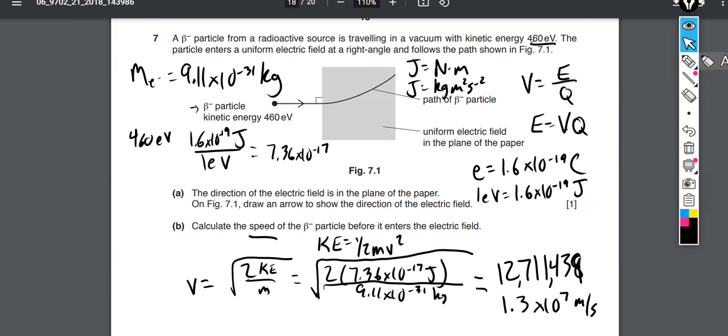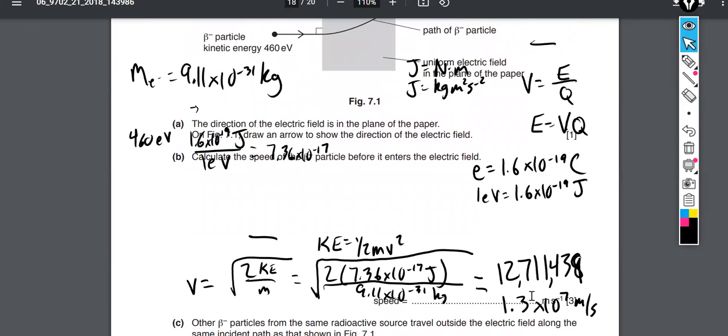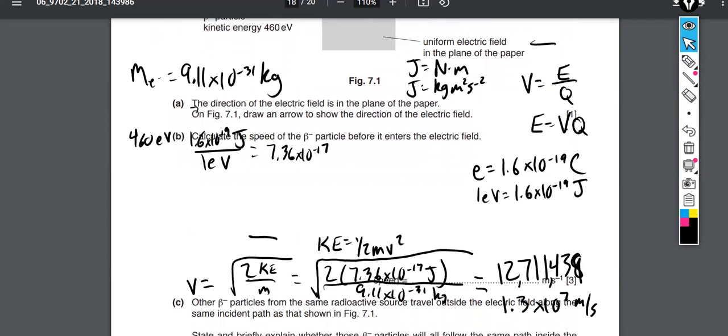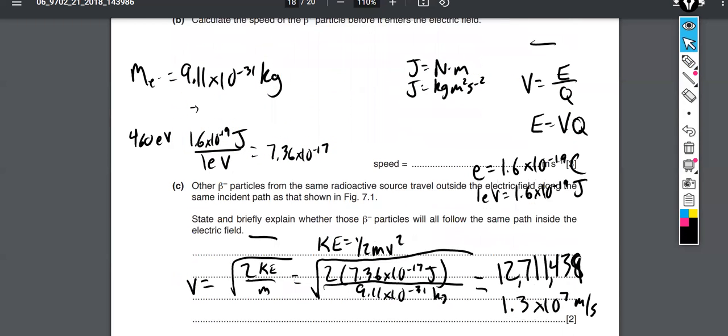All right, and so that should be the speed of the beta minus particle. That's about 10% the speed of light, not fast enough that we have to worry about relativity.